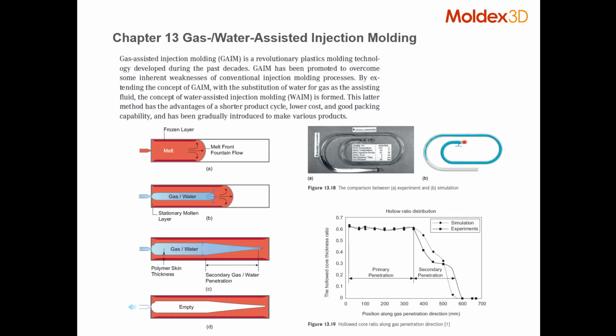Gas-assisted injection molding is a revolutionary molding technology developed to overcome some inherent weaknesses of conventional injection molding. By extending the concept of gas injection molding, the gas is replaced with water as the injection fluid. The concept of water-assisted injection molding has therefore come into existence. As tradition, process principle of the two, their own advantages and limitations, cases of CAE verifications are demonstrated in this chapter.